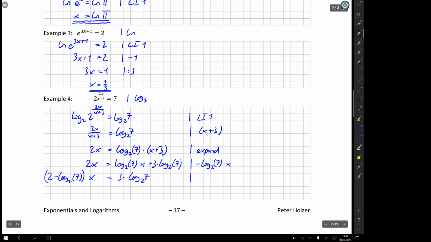And the last thing is we divide by this number here, so the number of x's we have here. So we divide by 2 minus log 7 in base 2. And we get that x is 3 times log of 7 in base 2 divided by 2 minus log of 7 in base 2.